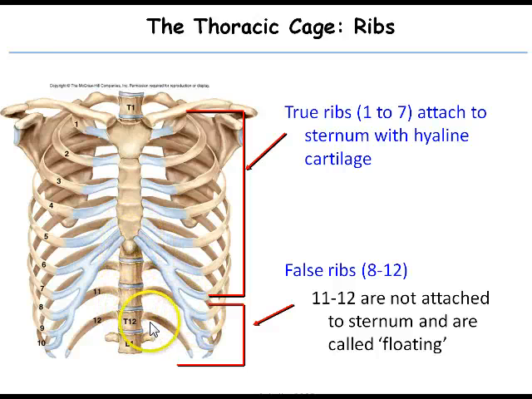Ribs 11 and 12 also have costal cartilage on their ends, but this costal cartilage is not connected indirectly or directly to the sternum. Therefore, these false ribs 11 and 12 are referred to as floating ribs.